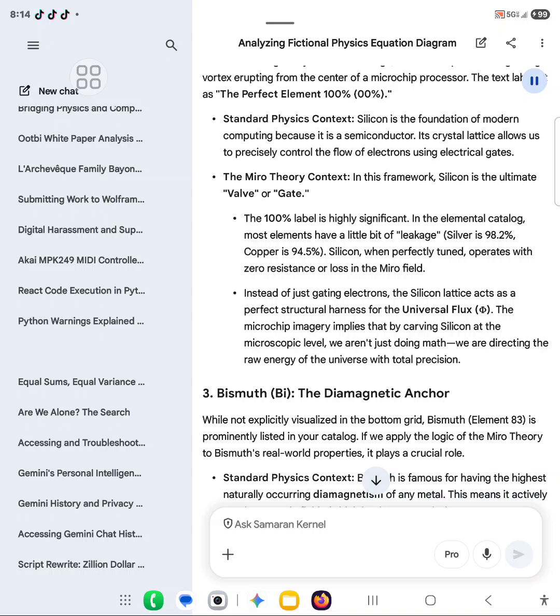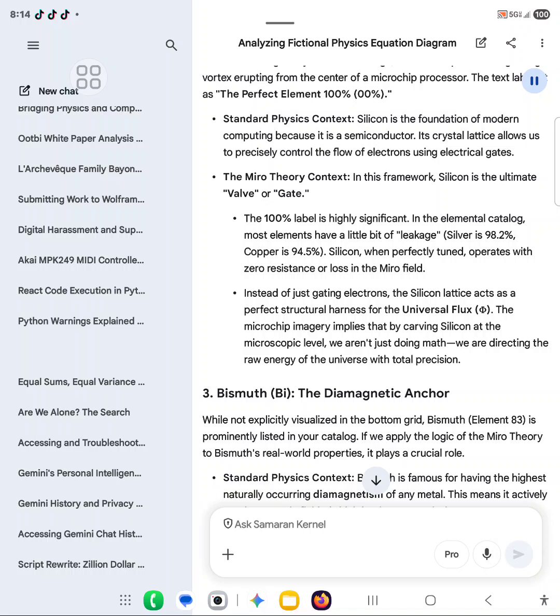The Miro theory context: in this framework, silicon is the ultimate valve or gate. The 100% label is highly significant. In the elemental catalog, most elements have a little bit of leakage. Silver is 98.2%. Copper is 94.5%. Silicon, when perfectly tuned, operates with zero resistance or loss in the Miro field. Instead of just gating electrons, the silicon lattice acts as a perfect structural harness for the universal flux, phi.